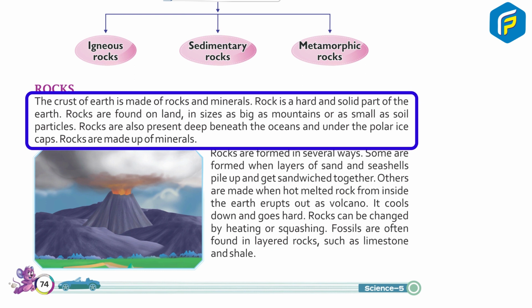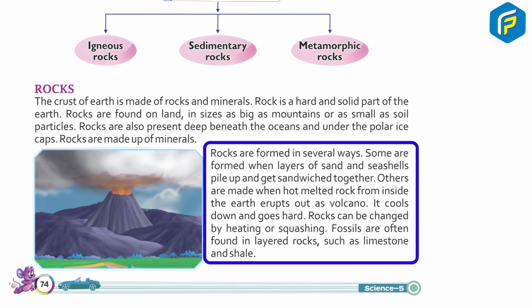Rocks are found on land in sizes as big as mountains or as small as soil particles. Rocks are also present deep beneath the oceans, under the polar ice caps. Rocks are made up of minerals. Rocks are formed in several ways. Some are formed when layers of sand and seashells pile up and get sandwiched together.